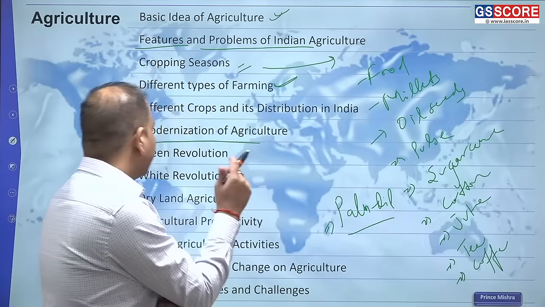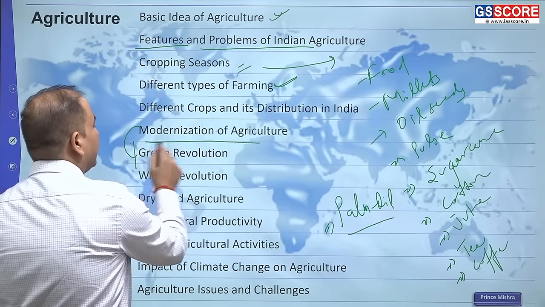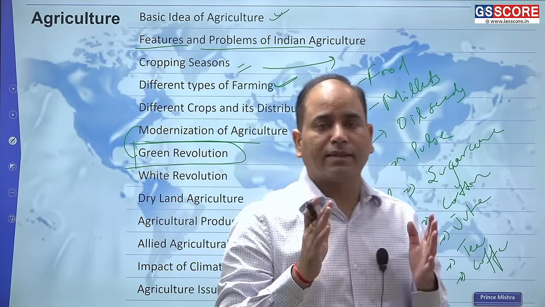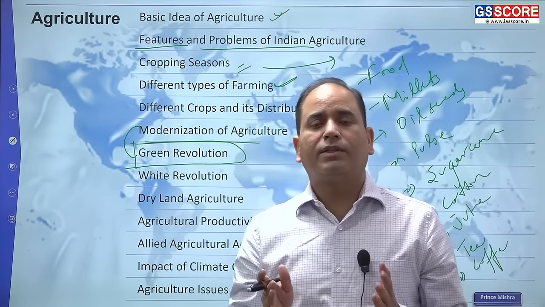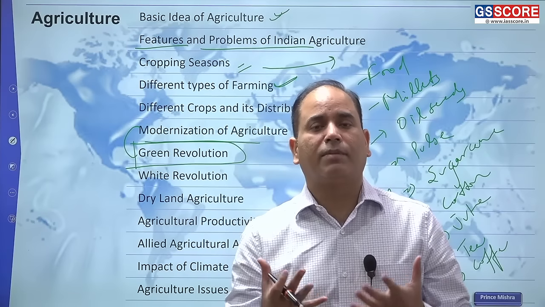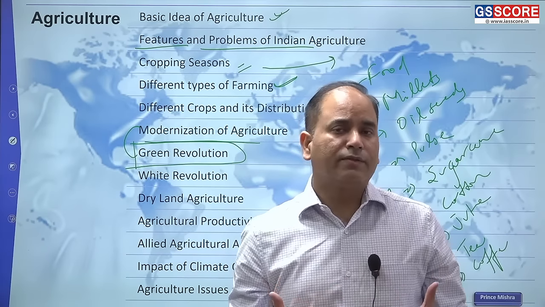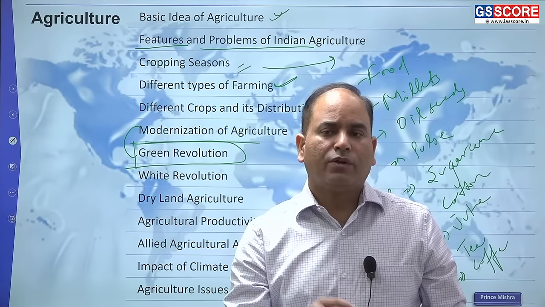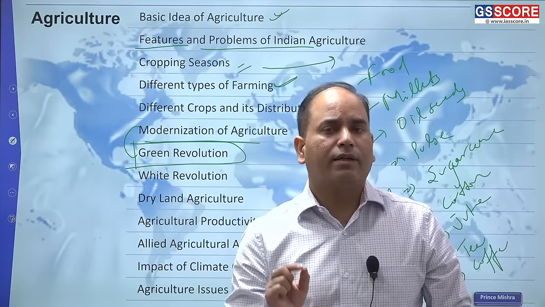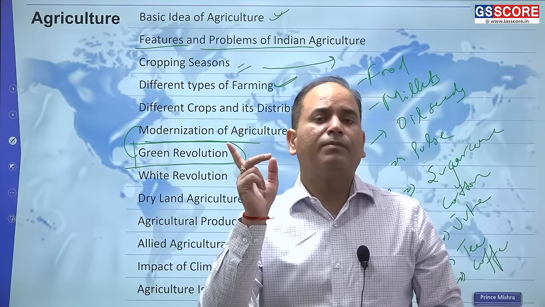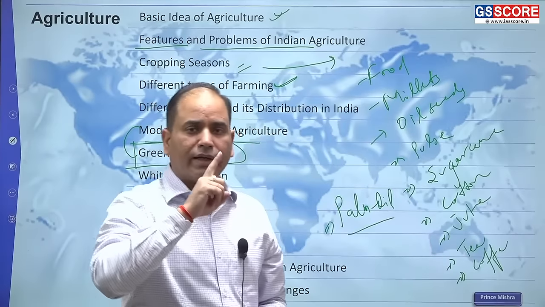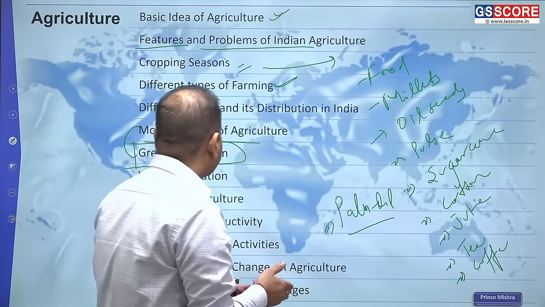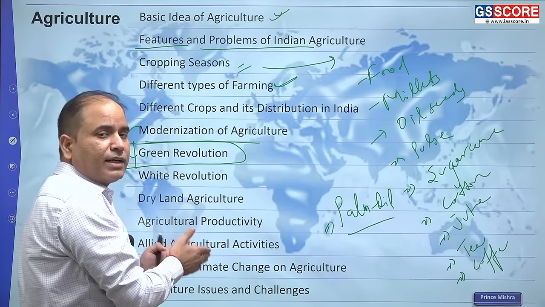Modernization is very much synonymous in India with the Green Revolution. The Green Revolution was launched in the 1970s with the objective of increasing the food grain supply. The main approach in the Green Revolution was to apply HYV seeds, high yield variety seeds, that were primarily developed by Norman Borlaug and his team. The same seeds were tested in the Indian climate and introduced.